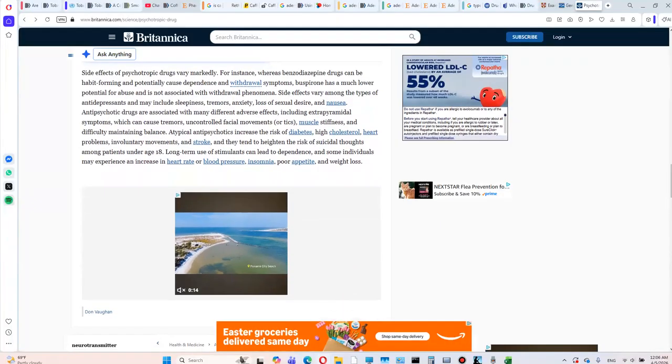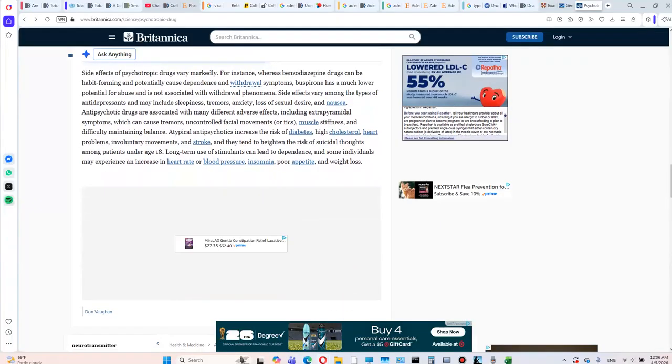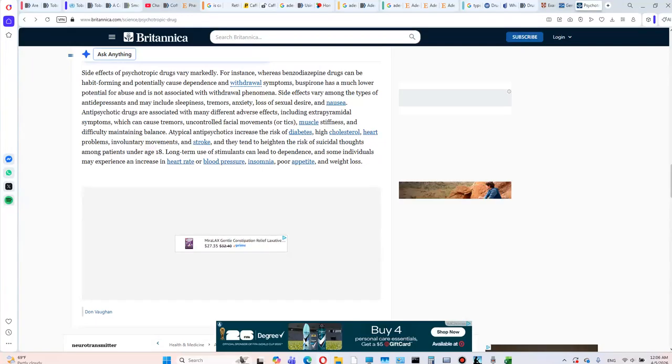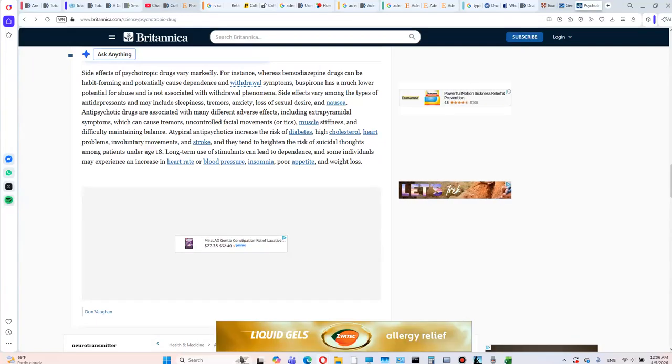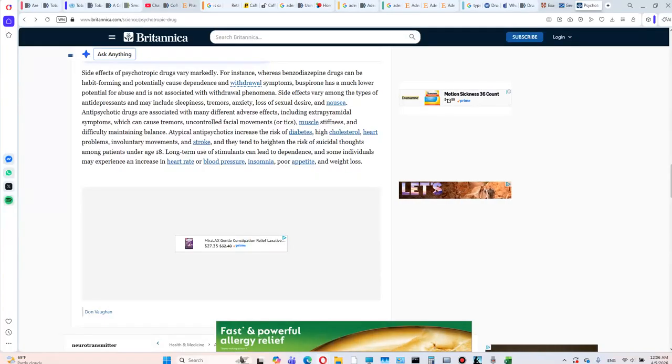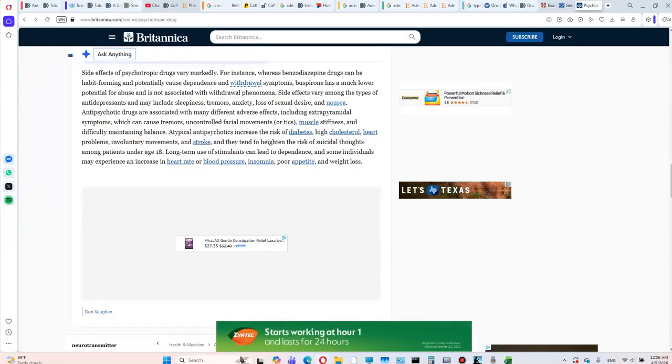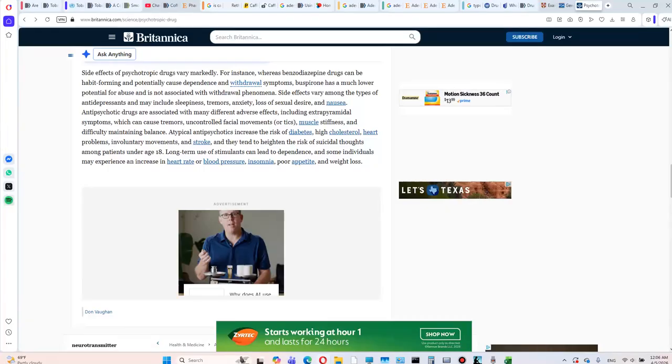Side effects of psychotropic drugs vary markedly. For instance, whereas benzodiazepine drugs can be habit-forming and potentially cause dependence and withdrawal symptoms, buspirone has a much lower potential for abuse and is not associated with withdrawal phenomena. Side effects vary among the types of antidepressants and may include sleepiness, tremors, anxiety, loss of sexual desire, and nausea.